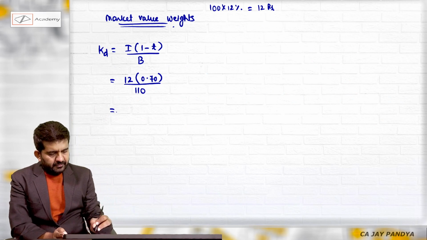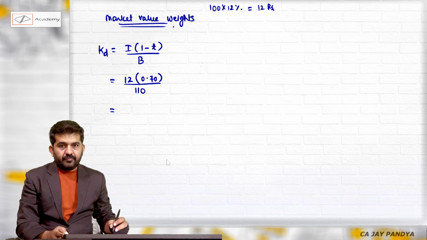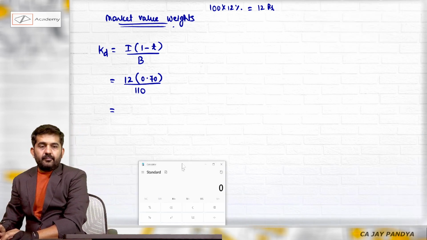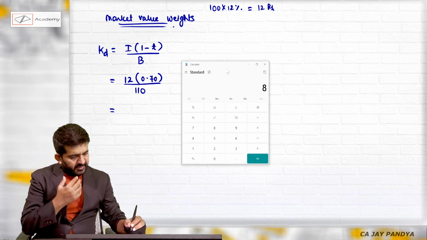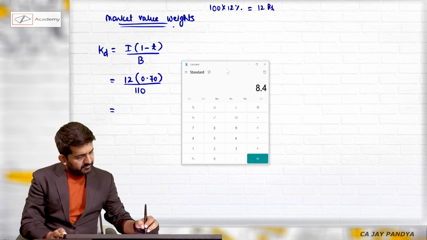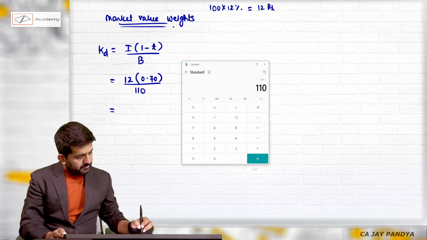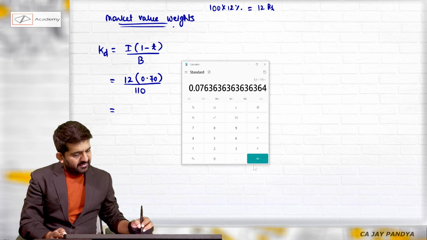This will be 8.4 divided by 110. It is 7.63.